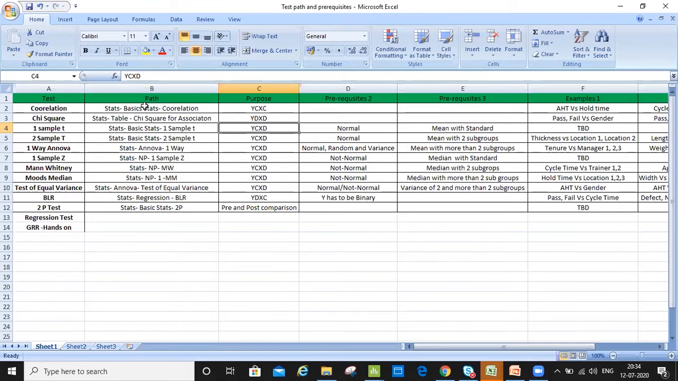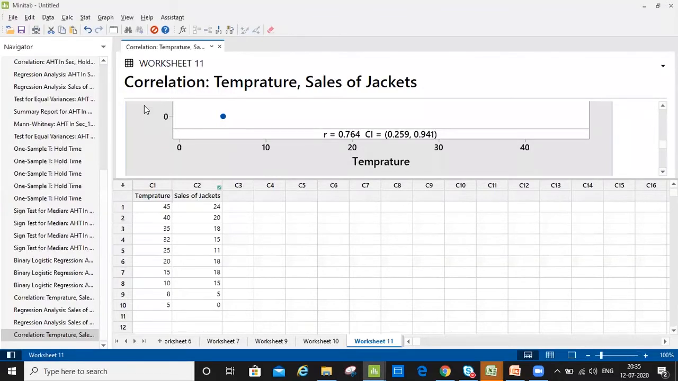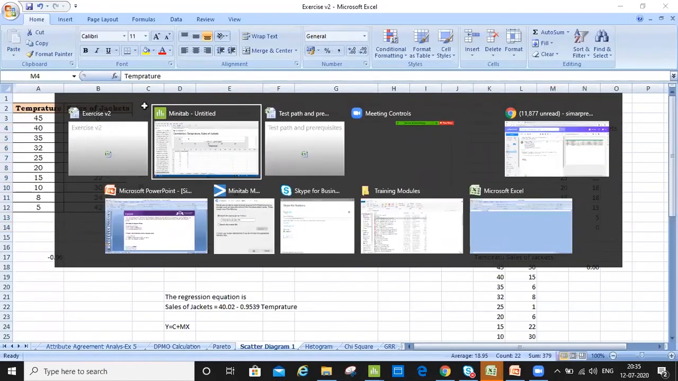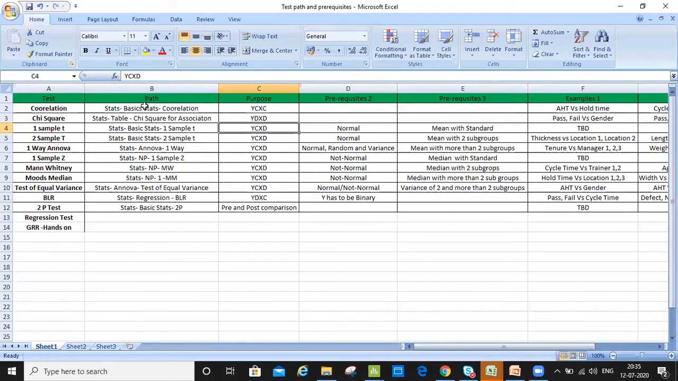So you can use this data that I have given you, the HT data, the whole time data that you have, and you can play with it. You can use certain data to understand this in detail. More practice is required to do these tests. So now we have covered correlation, chi-square, one sample T, two sample T, one way ANOVA, one sample Z, Mann-Whitney, Mood's median, test of equal variance, BLR, 2P test. So 2P test is called two proportion test.